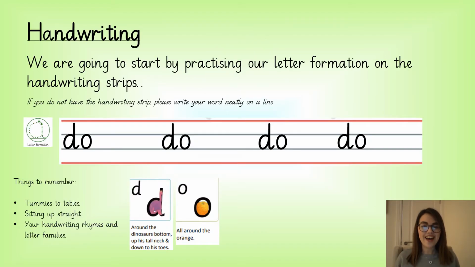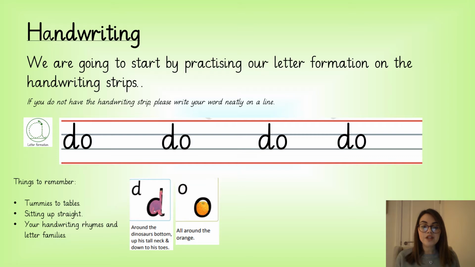Let's start then with our handwriting. We're going to practice our letter formation on the handwriting strips at the very top of your page. If you've not got your page printed out, that is absolutely fine. All you'll need is a piece of lined paper or plain paper with a line on it so that you can still write your word really neatly on the line.